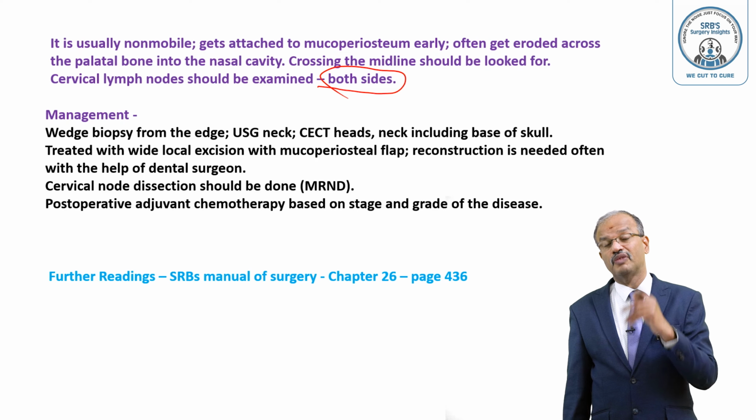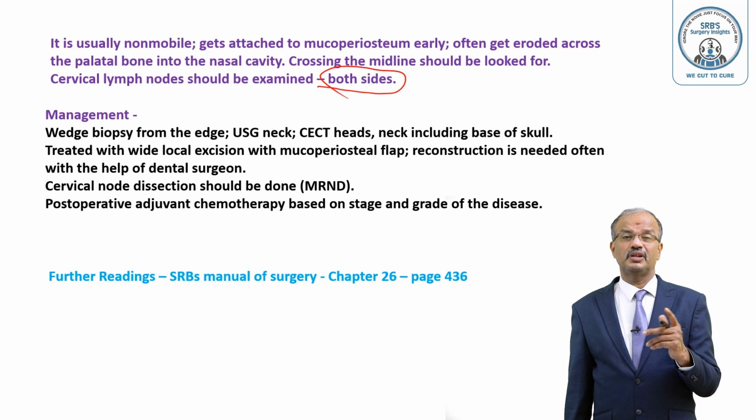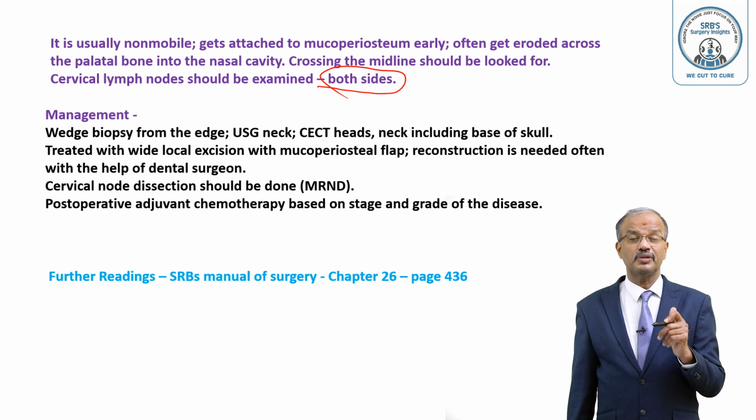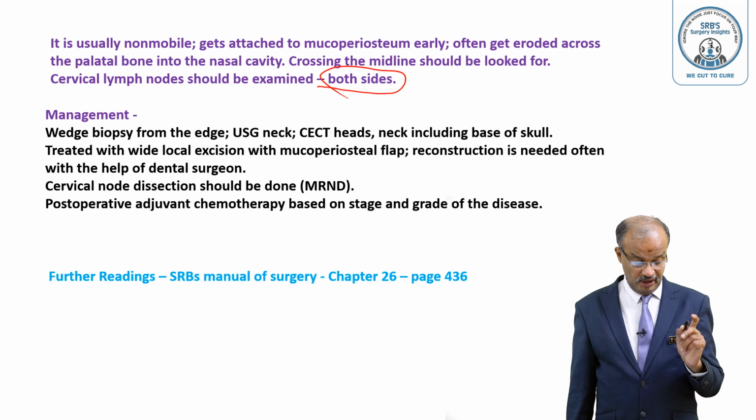Cervical lymph node dissection if lymph nodes are involved, which is confirmed either by ultrasound neck simply or by CT head and neck region. If it is so, you have to do MRND on one side or the other side. If you are doing both sides, always retain the IJV at least on one side.